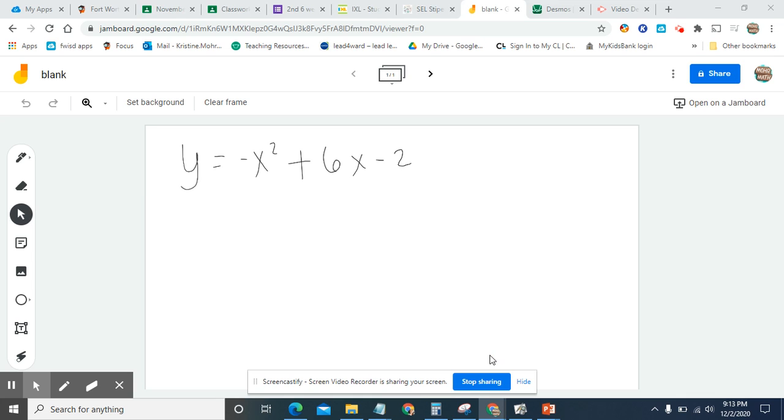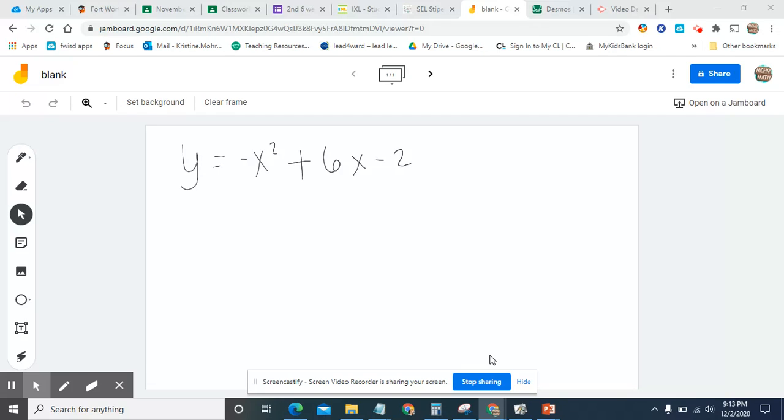All right, so the first problem that you sent me was number 6. Determine the coordinates of the vertex of the quadratic function y equals negative x squared plus 6x minus 2. I'm doing this on a separate screen so I can write on it, so hopefully the lag isn't too bad.